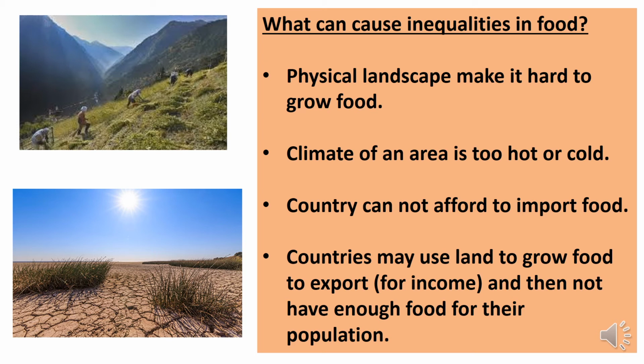A country may not be able to afford to import food. If they rely on imports from abroad, they need to be able to afford that purchasing power. They may not have access to this, so have to only consume what they can grow in their country. Countries may also use the land to grow food to export for income. For example, they may use the land to grow crops and sell to countries around the globe, but this may mean they do not have enough food for their own population.